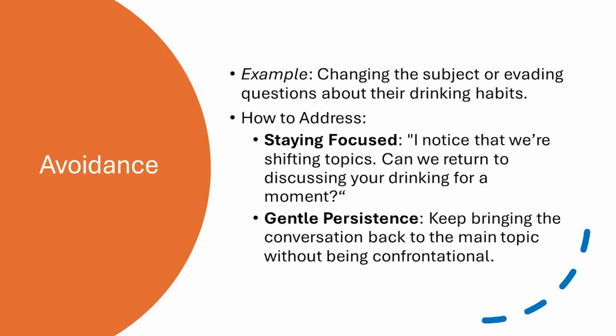Avoidance. Avoidance is when they keep on changing the subject or evading questions about their drinking habits. By the way, alcohol and any other substance abuse is actually an avoidance behavior. The behavior is a way of avoiding deep-seated issues, and next week I will talk more about the deep-seated emotional issues that are causing people to drink. But now we also see it as avoidance as part of the defense mechanism.